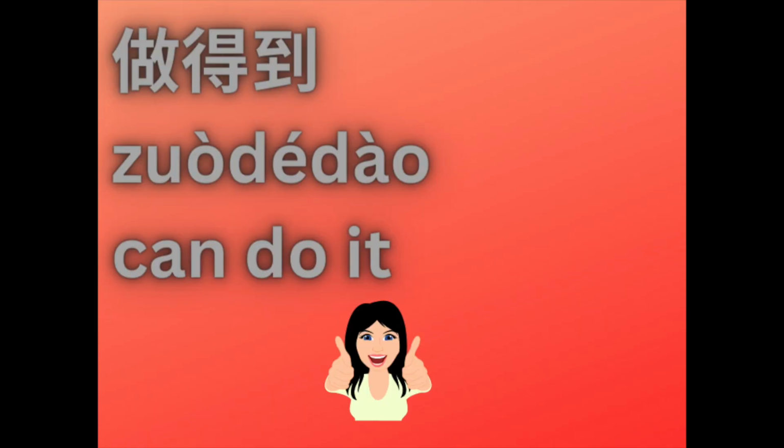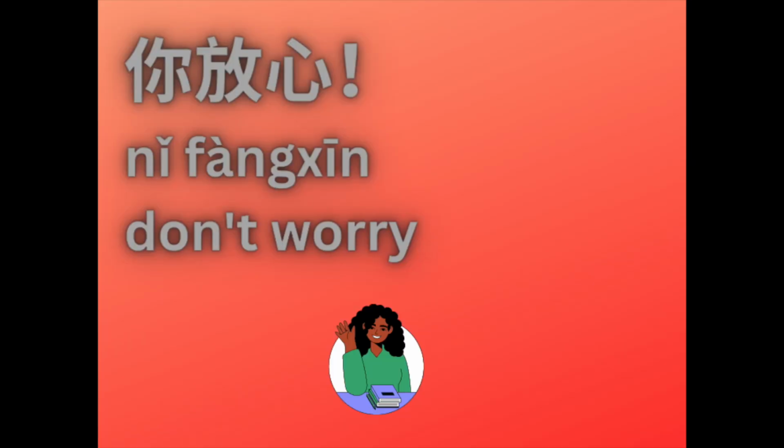What if you're able to do it? You would say 做得到. And you can also use that in a question. 做得到吗? And you would say 做得到. 你放心. So 你放心 means put your heart down, means have faith. Don't worry. 放心.